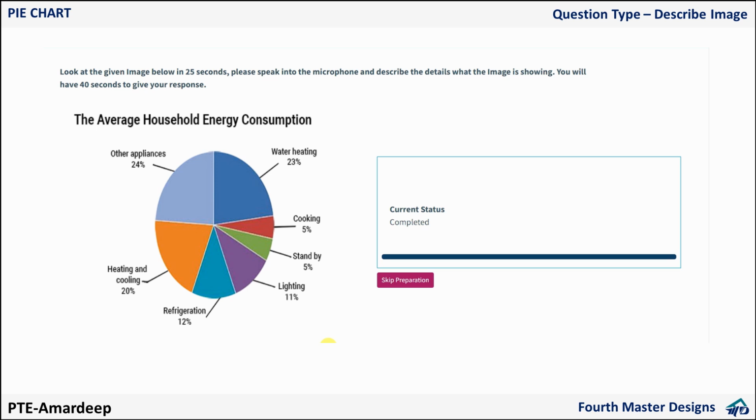And how many categories were there? There were 7 categories. I said 6. That's okay. That's absolutely okay. You do not need to bother about these simple mistakes at all.